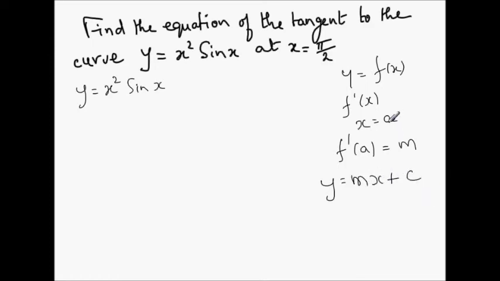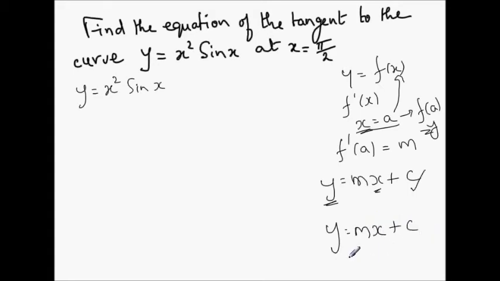in the equation and use x equal to a and the corresponding f of a. Substitute the value of a here and find f of a, which is y. So you have x, you have y now. Substitute the x and y values and find c. Once you are done, go back and substitute it in the equation y equals mx plus c. So that's the process of finding the tangent using the derivative.